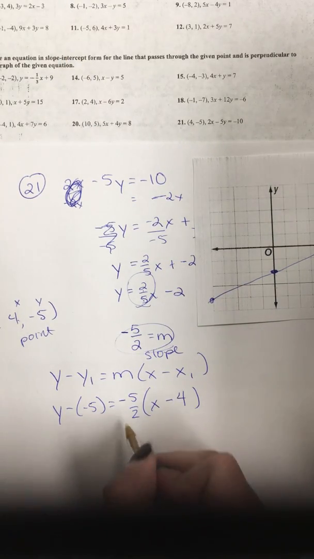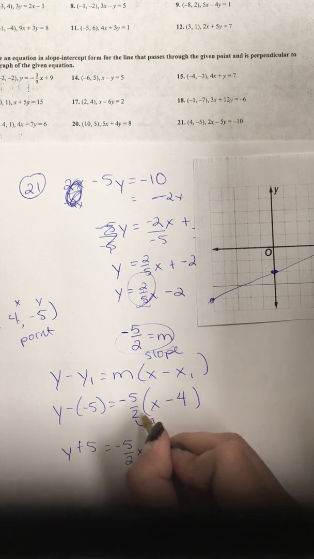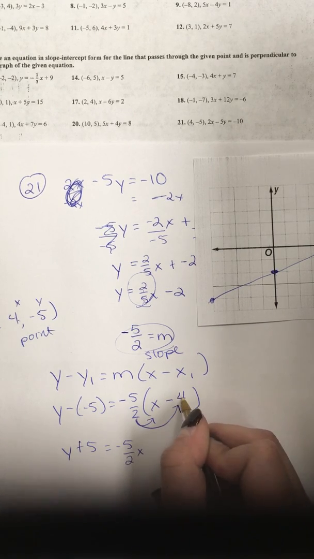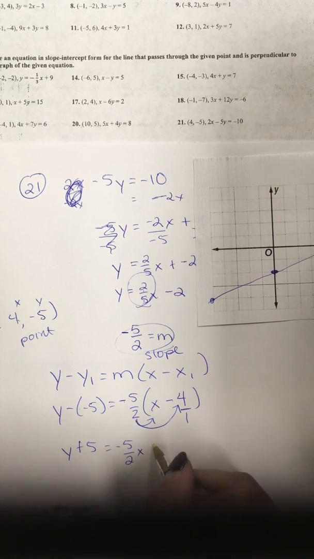So I'm going to rearrange it. I'll distribute first, and I'll get y, I'm going to change that to plus 5 equals negative 5 over 2x, negative 5 over 2 times 4. That negative times a 4 is a positive 20, and then 2 times 1, because there's an invisible denominator of 1 underneath every whole number, would just be 2. So I can clean that up a little bit. I'll do y plus 5 equals negative 5 over 2x plus 10.